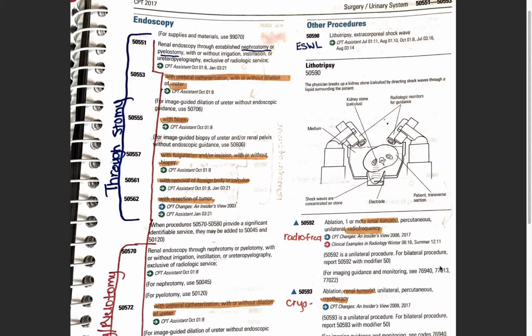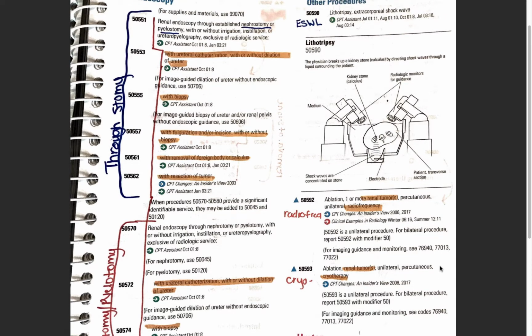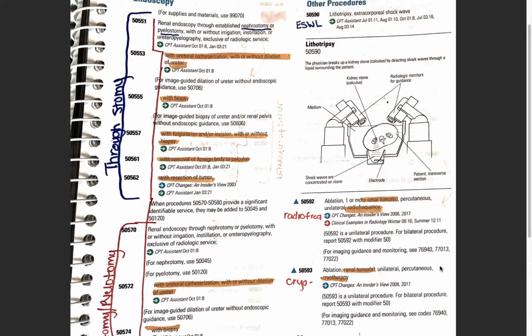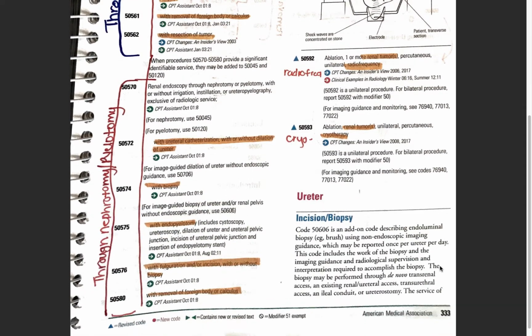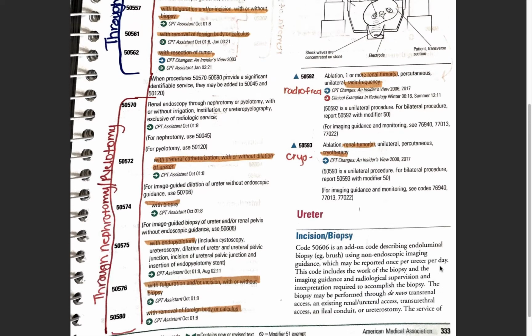In the endoscopy section, starting with 50551, notice how I bracketed the stomies versus the otomies because those can easily be misunderstood when trying to find the answer during the test so quickly, because they look so much alike. So 50551 through 50562 are nephrostomies or pyelostomies, and remember a stomy is an artificial opening. And 50570 through 50580 is for a pyelotomy or a nephrotomy, where they are just cutting into the structures.